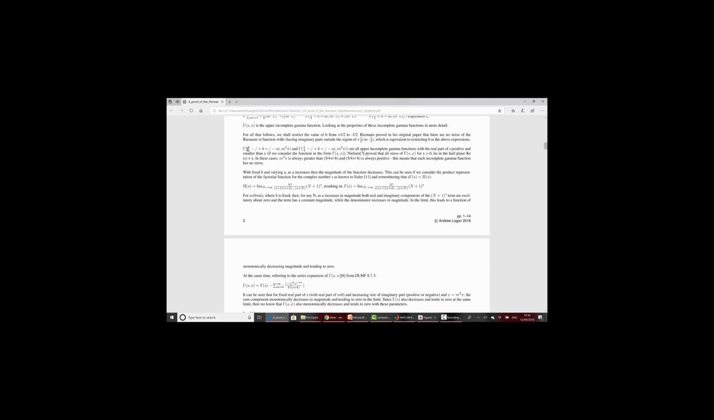Firstly, for the gamma 9 over 4 minus or plus b plus or minus ai and gamma 5 over 4 minus or plus b plus or minus ai. These are all incomplete gamma functions with the real part of s positive and smaller than x if we consider the function in the form gamma s, x. Nielsen proved that all zeros of that function for x greater than 0 lie in the half plane real part of s is greater than x. Now in these cases m squared pi is always greater than 5 over 4 plus or minus b, and 5 over 4 plus or minus b is always positive. Therefore each incomplete gamma function has no zeros.